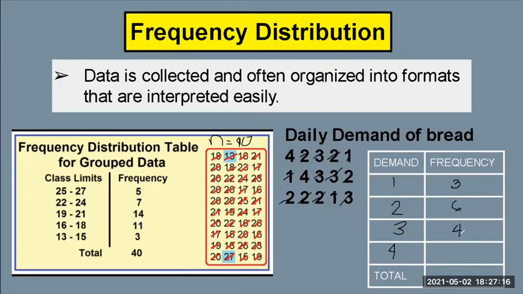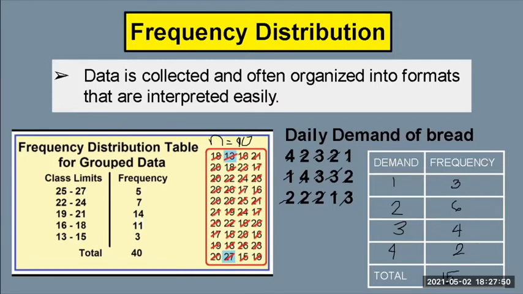The last but not the least, number 4. How many number 4s that we have? We have 1, 2. So our 4 has only 2 repeat numbers. Now, let us total our frequency. We have 3 plus 6 equals 9. 9 plus 4 equals 13. 13 plus 2 is 15. So we have 15 in all.